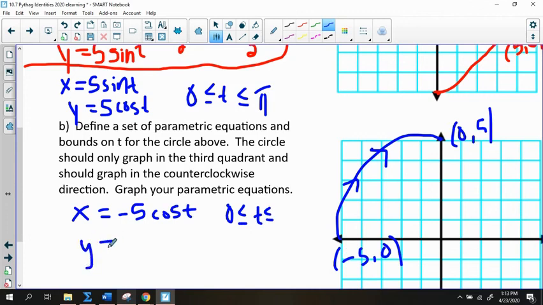Then I'm going to let my y be, well, I hope this is going to work, 5 sine of t. So I would want to use pi over 2. This would be my end bound. I'm going to say cosine of pi over 2 is 0. Sine of pi over 2 is 1 times 5 gives us this point here. So this one works as well.